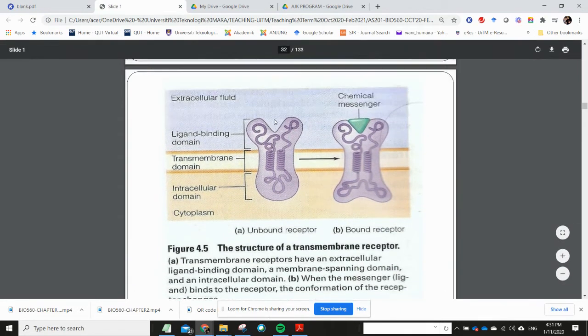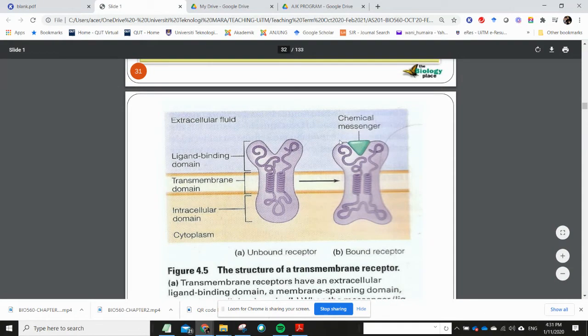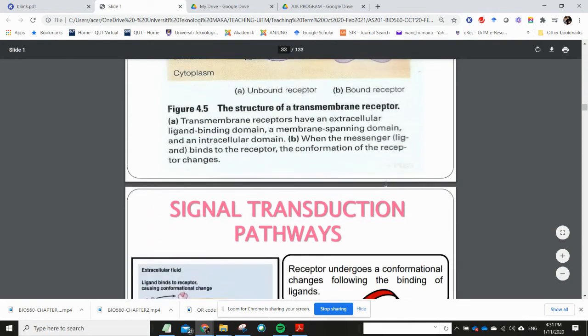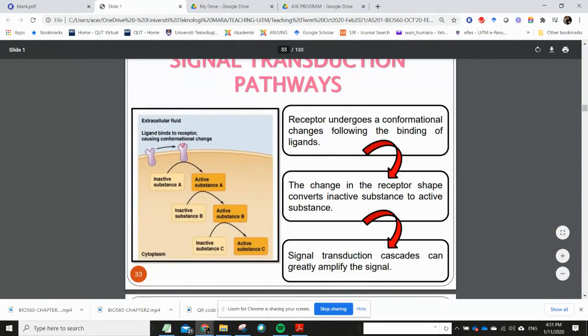So you can see here, when the ligand binds, it will cause conformational change. This is the signal transduction pathway. The ligand binds the receptor, causing conformational change, or something happens to the receptor, the shape changes. Because of the shape change, it will activate substance A. Substance A, when it is activated, will activate substance B, and so on. So this is the signal transduction pathway.